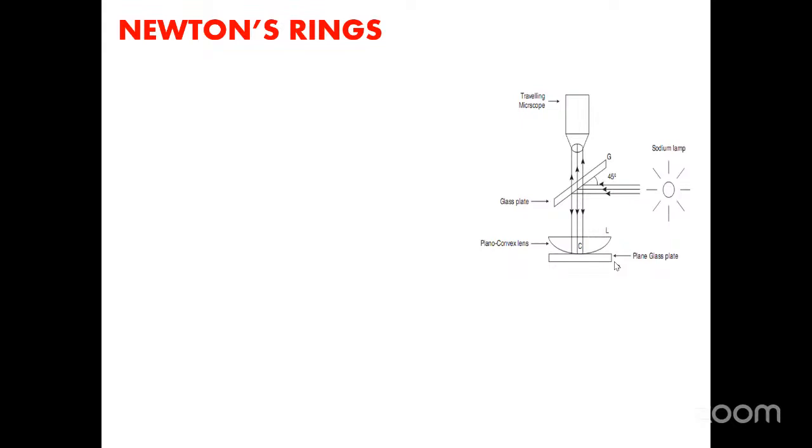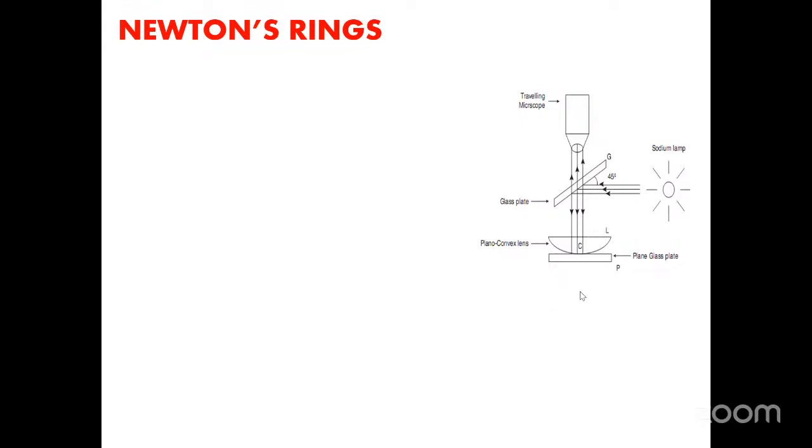This is another glass plate. Plain glass plates are two. One is at the bottom of the plano convex lens, and the other one is the other plain glass plate, which makes an angle theta. That is, the theta value should be 45 degrees. So this is the sodium vapor lamp, yellow color light. And this is the traveling microscope. From the traveling microscope, you can easily observe what is happening.